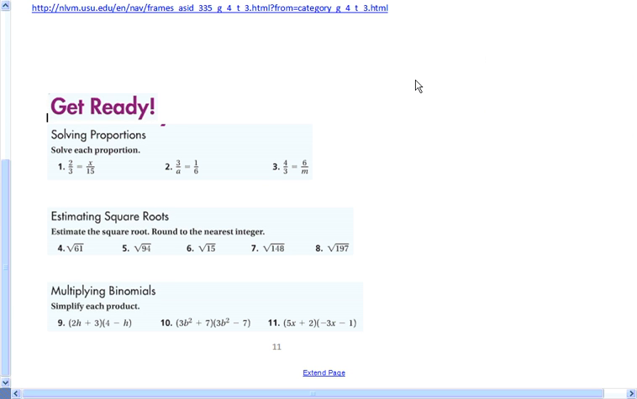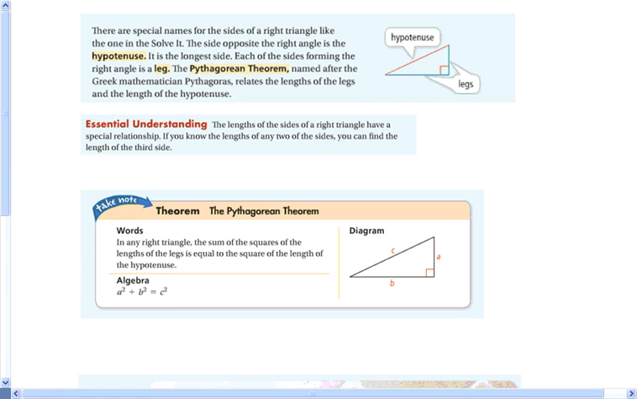All right, so this is lesson 612. Yesterday in class we learned about the Pythagorean theorem, which says that the area of the square on the hypotenuse of a right triangle is equal to the sum of the areas of the squares on the legs. And we summarized it using this equation right here, a squared plus b squared equals c squared. So a and b are the legs of the right triangle, and c is the hypotenuse.